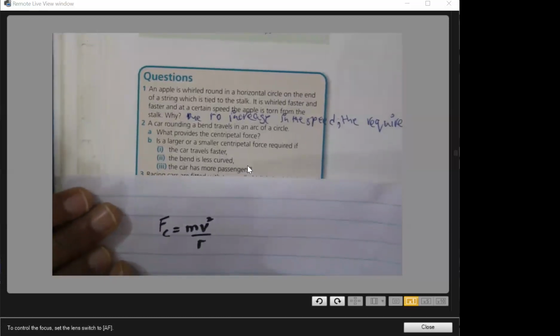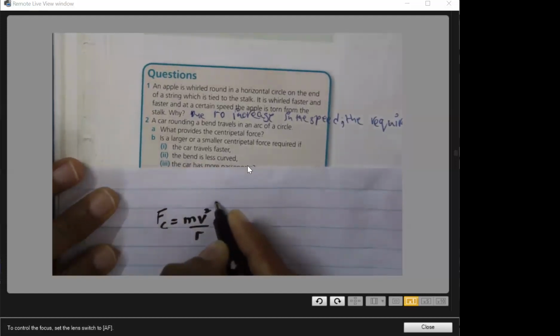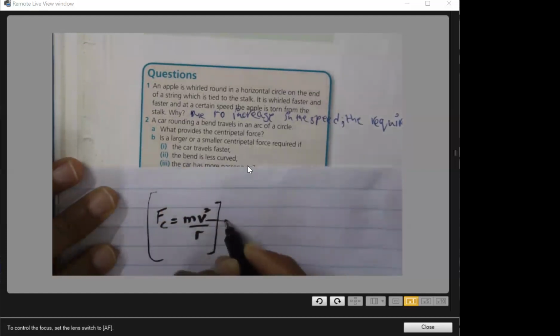Is a larger or a smaller centripetal force required if the car travels faster? So again, you will write this formula. If the car travels faster, what happens to the centripetal force?